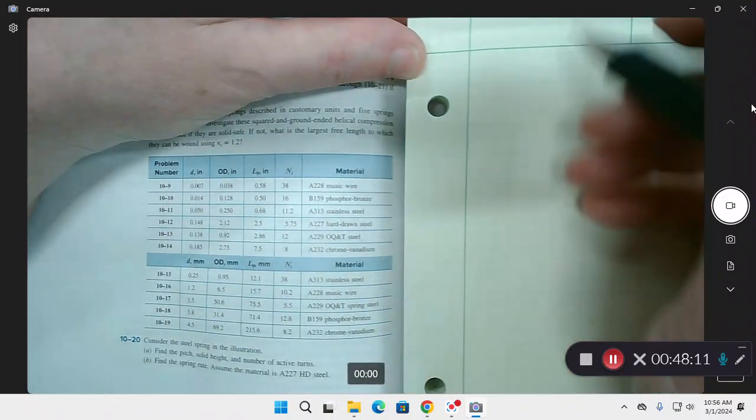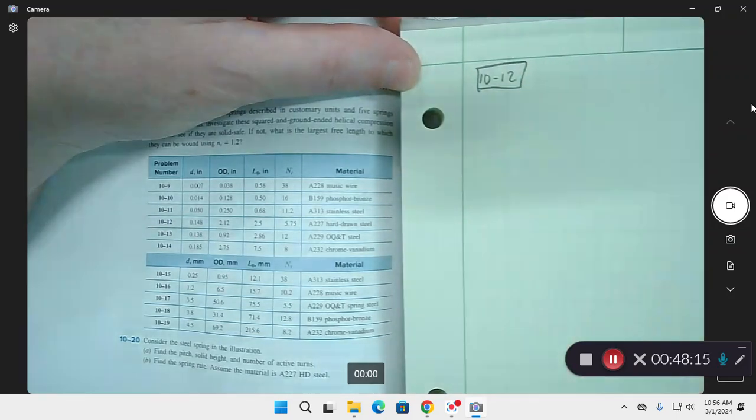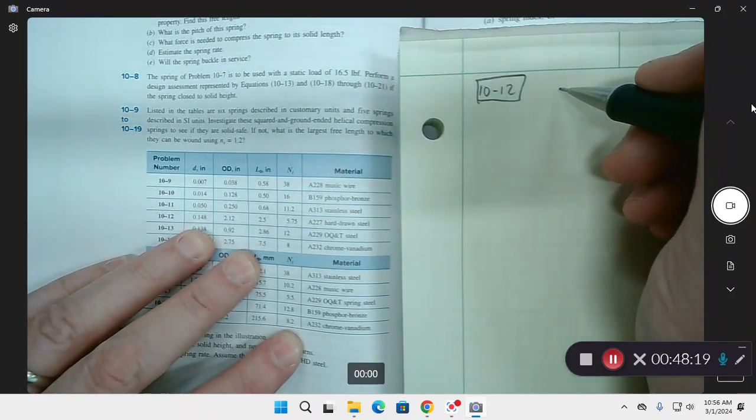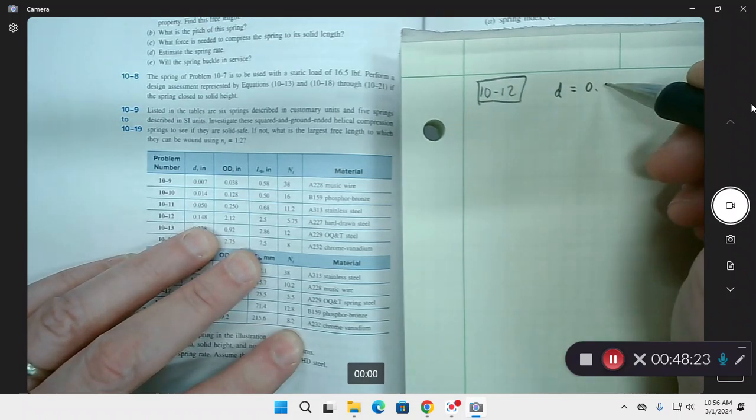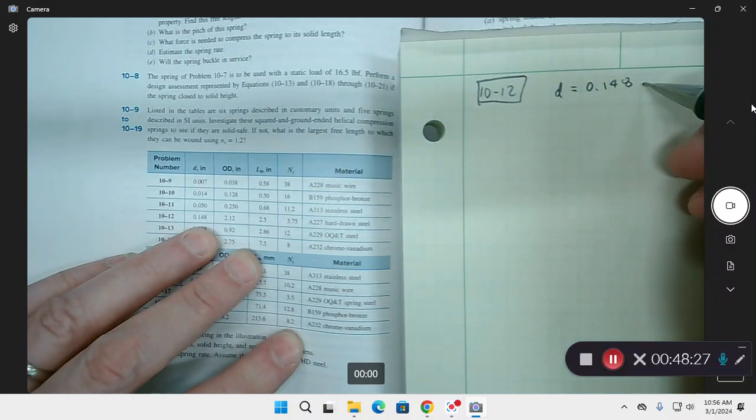So how about 10-12? Why? Don't know, just saw it. 10-12. And the wire diameter, d, is 0.148. Watch this have some kind of nasty little side effect.